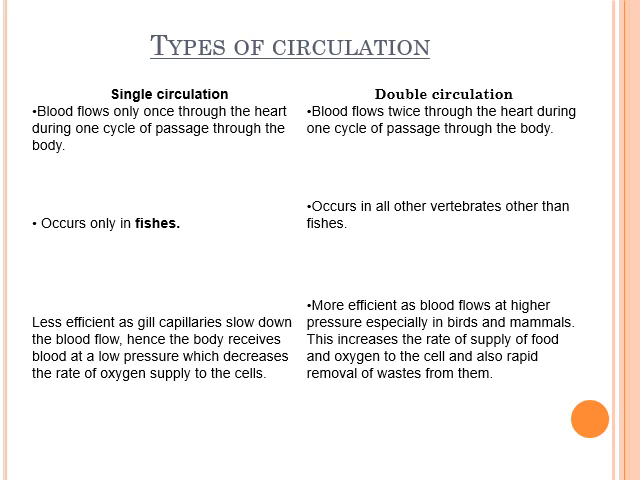Single circulation is less efficient as capillaries slow down the blood flow. Hence, the body receives blood at a low pressure, which decreases the rate of oxygen supply to the cells. But double circulation is more efficient, children, as the blood flows at higher pressure, especially in birds and mammals. Because of this, it increases the rate of supply of food and oxygen to the cells and also the rapid removal of waste from them.